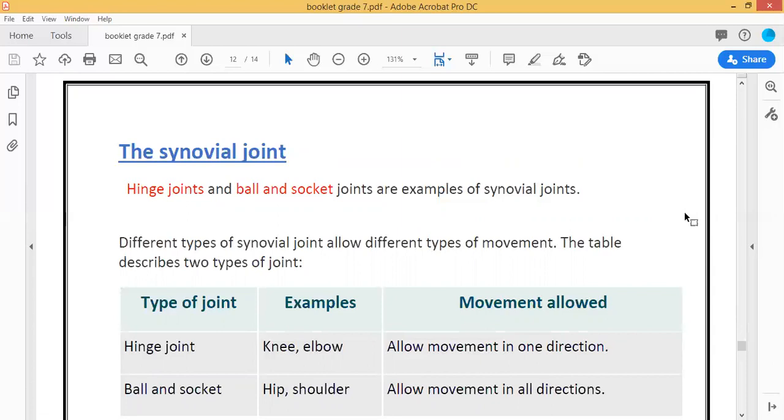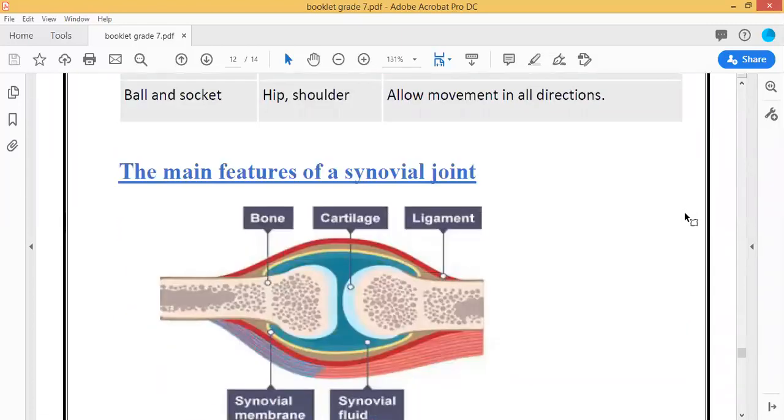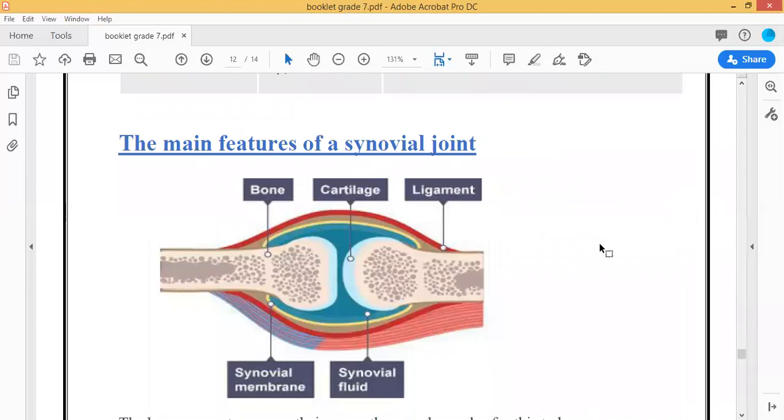Now we have finished the joints. Let's look at the structure of the synovial joint. Here, guys, we can see this is the bone, and the other bone is here. The place where two bones meet each other, we said before, is a joint. In between them, we have a fluid that we call synovial fluid. And in between the two bones, we have a very important structure that we call cartilage. Here we have something called ligament that connects the two bones together.